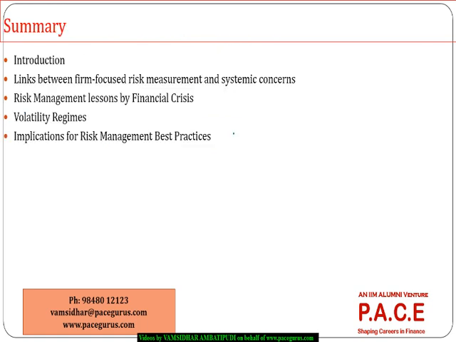So these are the things that I really wanted to cover as a part of this wonderful article. We have looked at the link between firm-focused risk measurement and systemic concern. What are the risk management lessons and developments that surfaced after the financial crisis? An understanding of the volatility regimes and how the volatilities changed during different periods of time, and how we can address computation tools like value at risk to take into consideration the volatility regimes, and what are the implications for risk management best practices based on these volatility regimes.